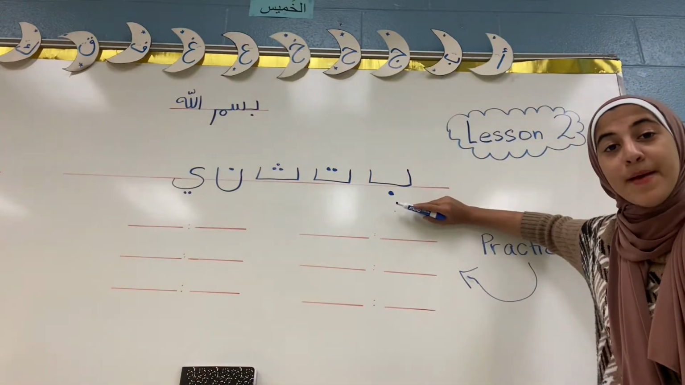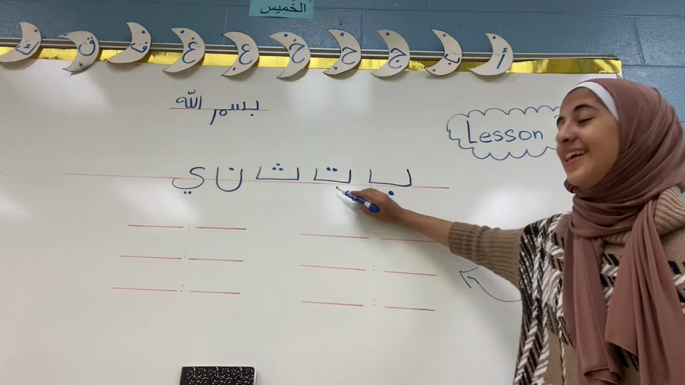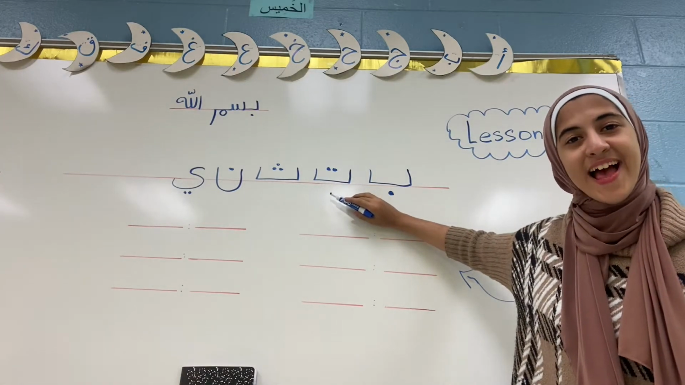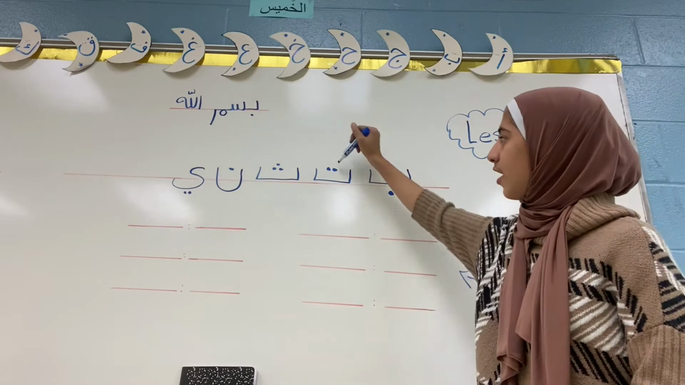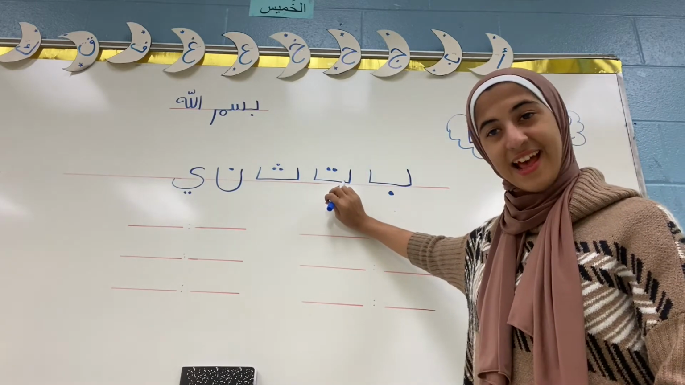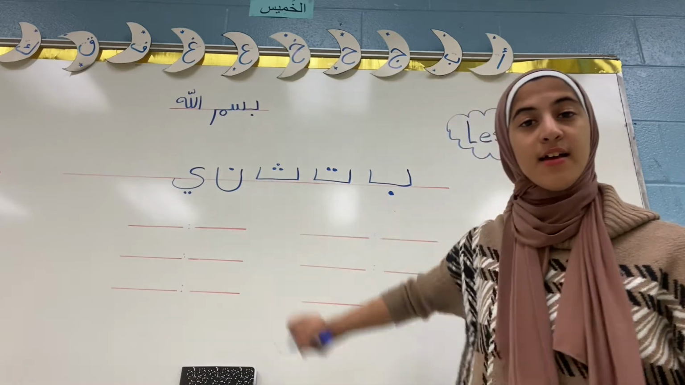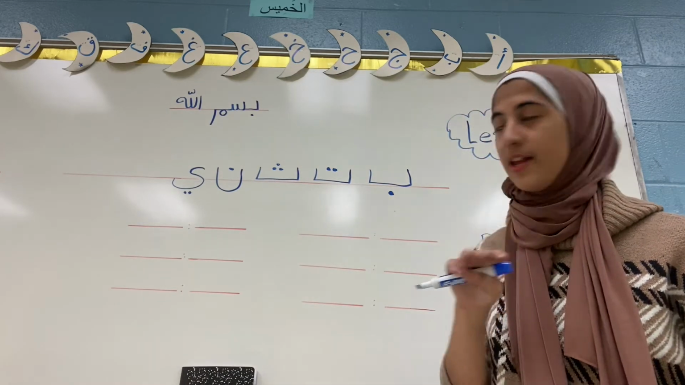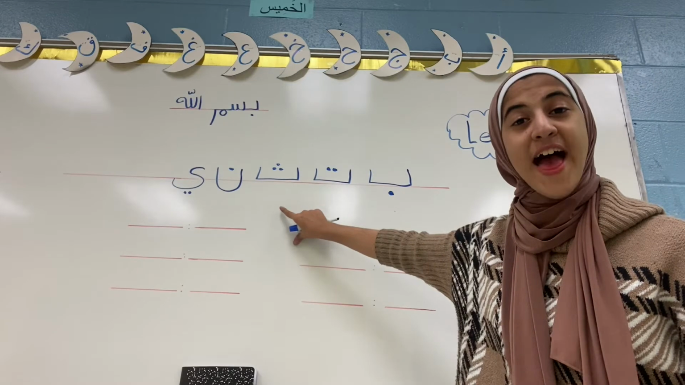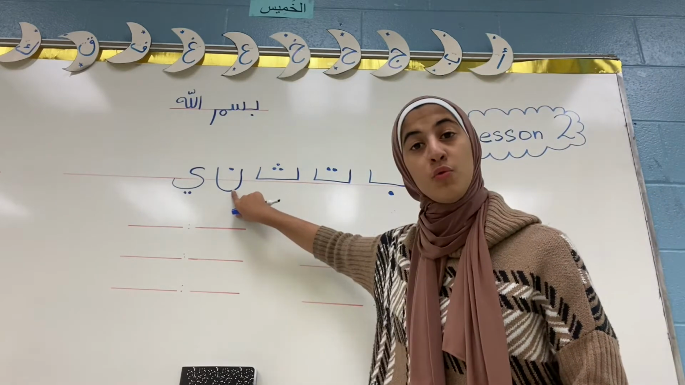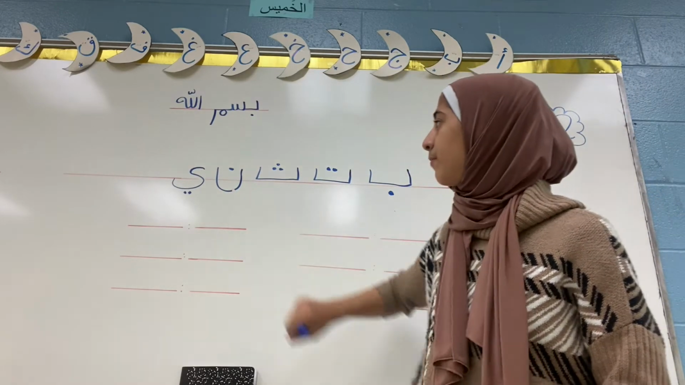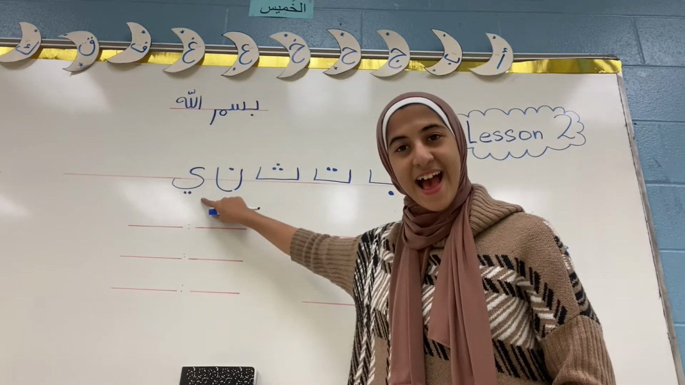Ba. Ta. 2 dots go on top. Ta. Tha. Bite your tongue. 3 dots. Tha. Noon. Ya.